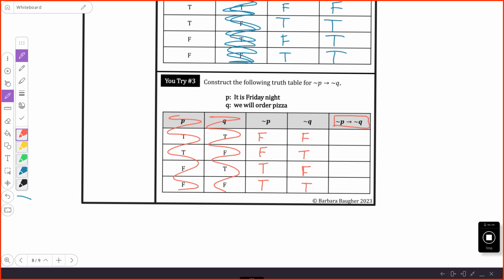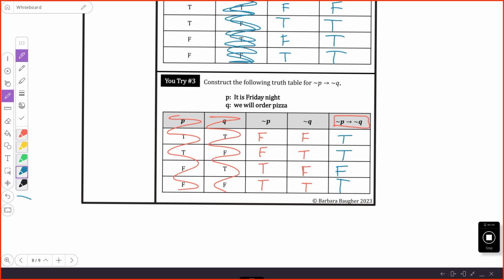I think you're good. So if the second half of the conditional is false and the first half is true, then the whole thing's false. And everything else is true.